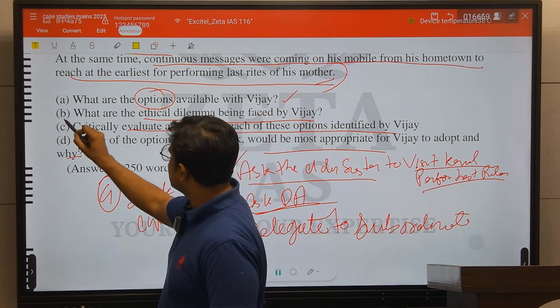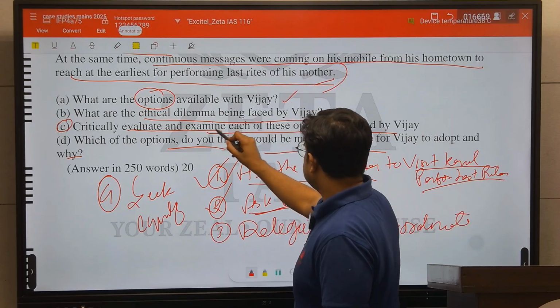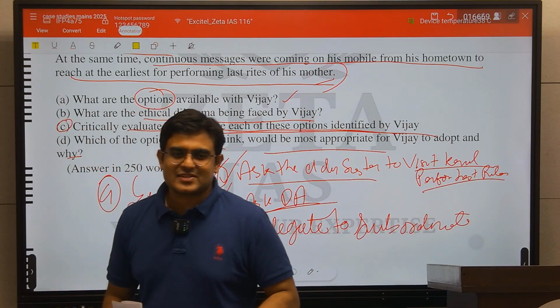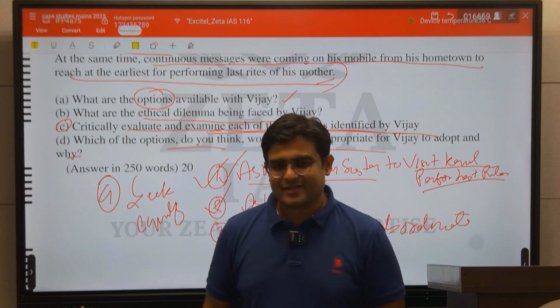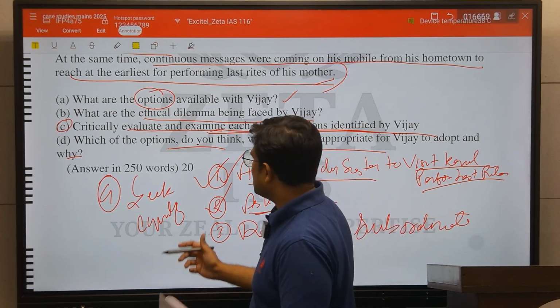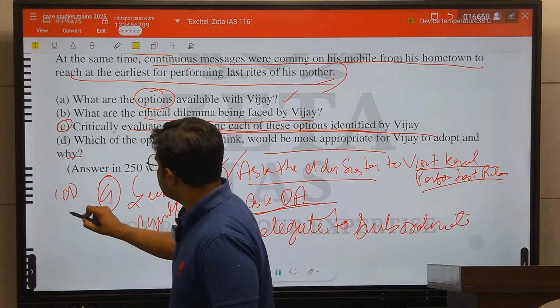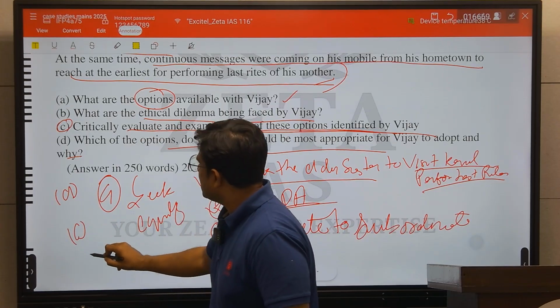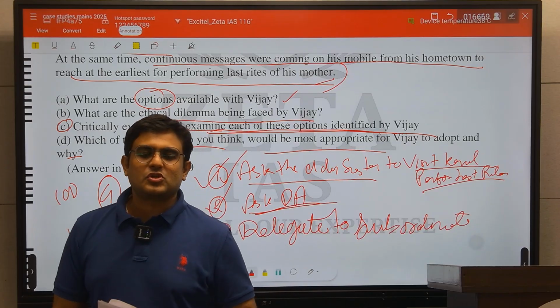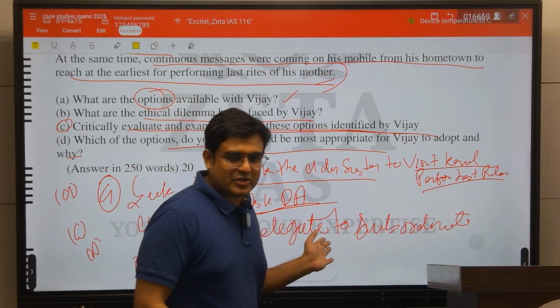So we'll deal with this C first. See, you can write it this way. This time UPSC has not given the options in a chronological manner. What are the options? Then they ask you the ethical dilemma, then ask for critical evaluation. So you can write A, then C, A and C, then B, and then you can write B also. Okay, but make sure you write A, B, C, that way you get the marking.